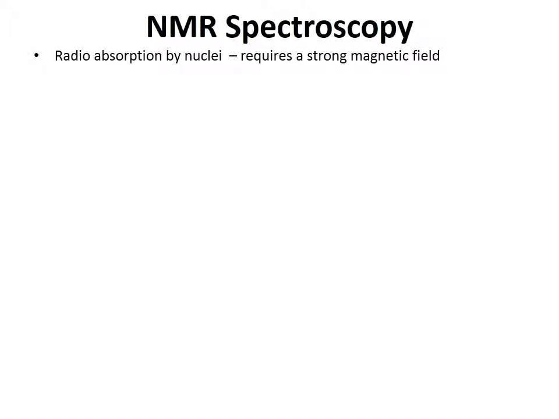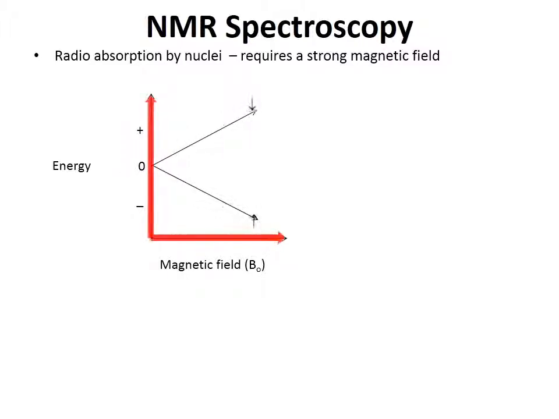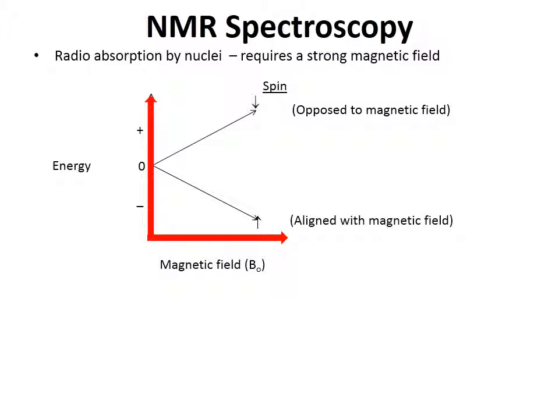Radio absorption by nuclei, that is, nuclei with a spin, requires a strong magnetic field. Why is that? Well, nuclei with a spin are like tiny little bar magnets. When there's no magnetic field, they have the same energy. But when you apply a magnetic field, then the orientations of those little bar magnets matter. Either they can oppose the magnetic field and thus are working against it, that would be higher in energy, or they can align with the magnetic field, which would be lower in energy.